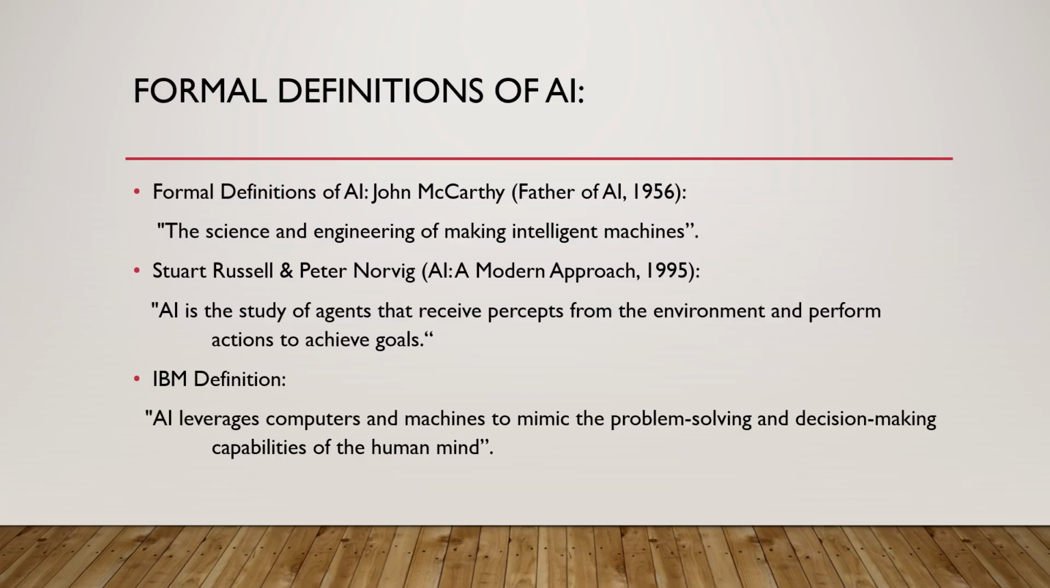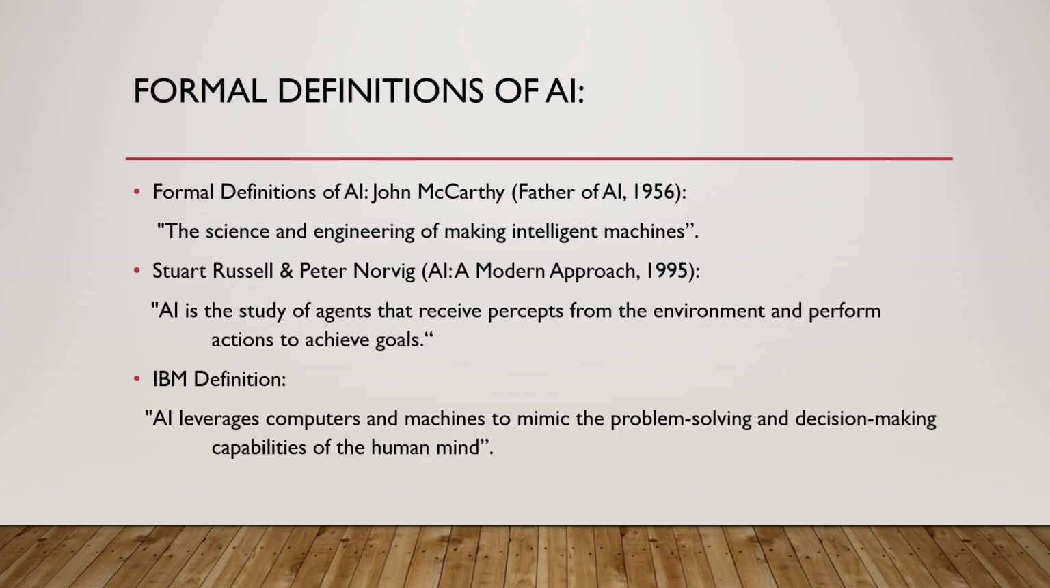Some formal definitions are also given for AI. The first one is from 1956, by the father of AI, John McCarthy, a mathematician who handled a conference or workshop. At that time he spoke about machine intelligence. He said that the science and engineering of making intelligent machines is called artificial intelligence. That word was first announced by the father of AI, John McCarthy.